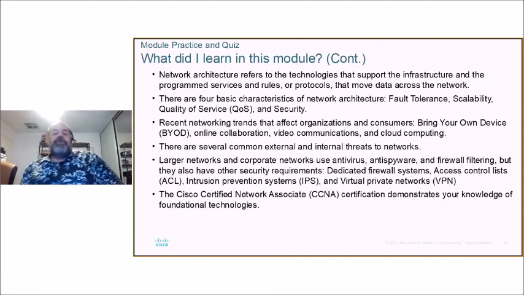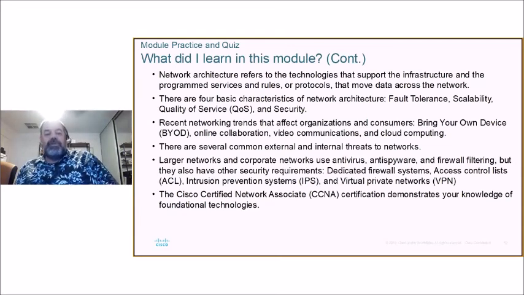Network architecture refers to the technologies that support the infrastructure and the programmed services and rules, or protocols, that move data across the network. There are 4 basic characteristics of network architecture: fault tolerance, scalability, quality of service, and security. And so recent trends in networking are bring your own device, online collaboration, video communications, and cloud communications.